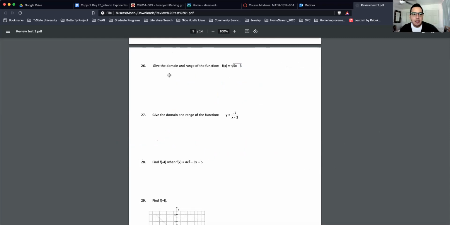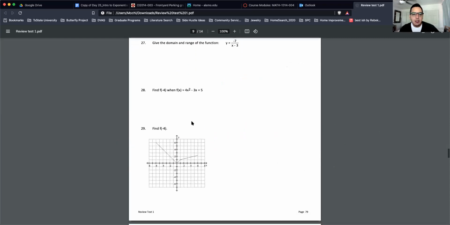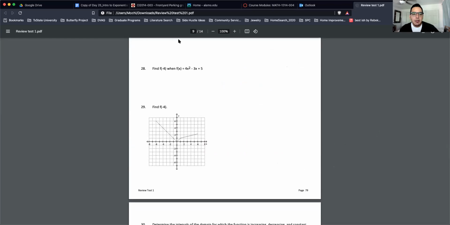Okay, so let me go ahead and drag us through these last few problems. These should be not too bad, I don't think. Number 28. Number 28 says find f of -4 when this function is given. The function is equal to 4x squared minus 3x plus 5.